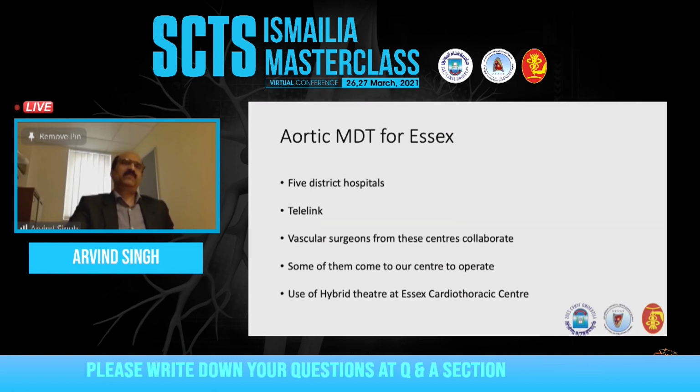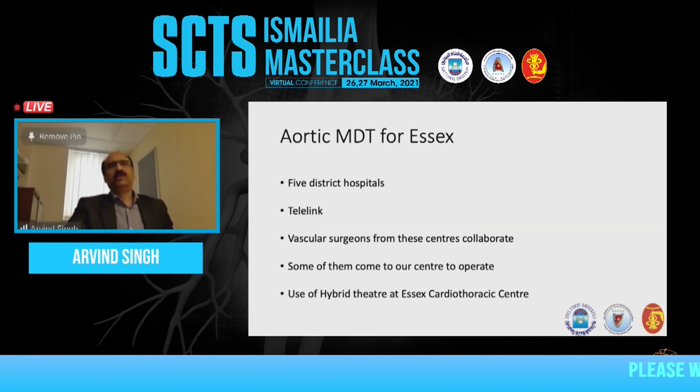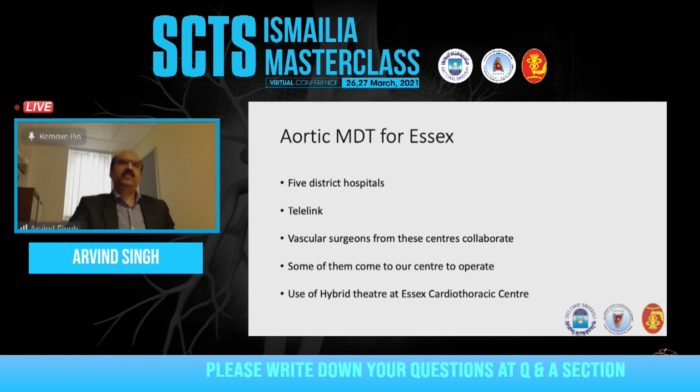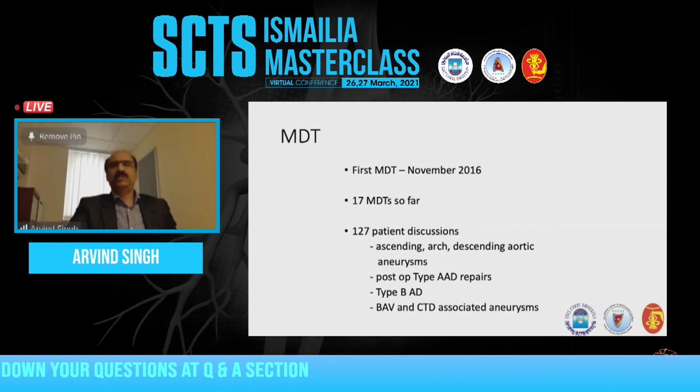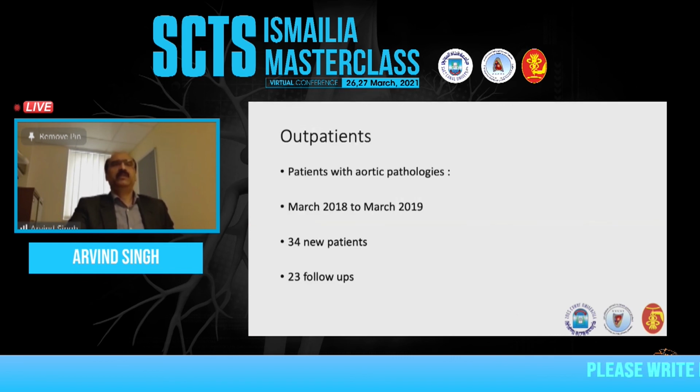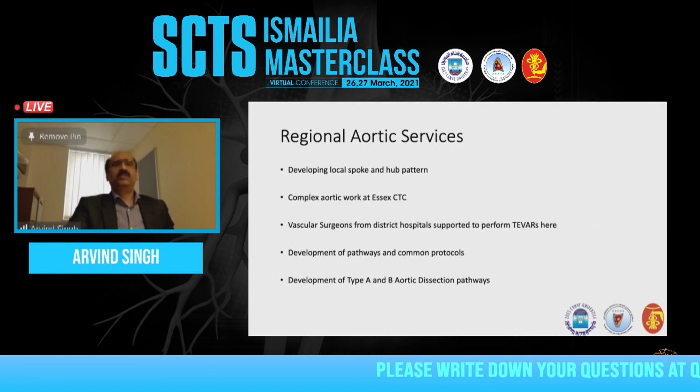And in Essex, we have 5 district general hospitals. We have developed a telelink, and 3 hospitals have already come together, and we are collaborating quite nicely at this moment in time. We have developed an aortic MDT, a simple referral form, and since November 2016, extensive discussions. We have discussed now more than 400 patients in these many years. And that has increased our number of new patients coming in with aortic pathology significantly.